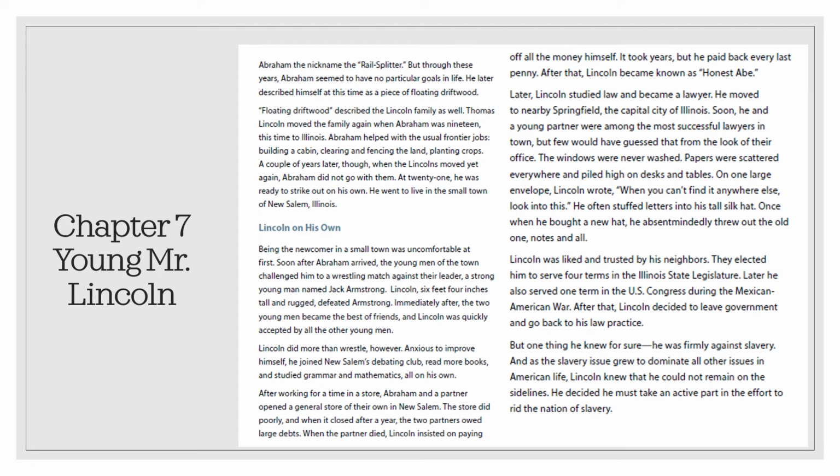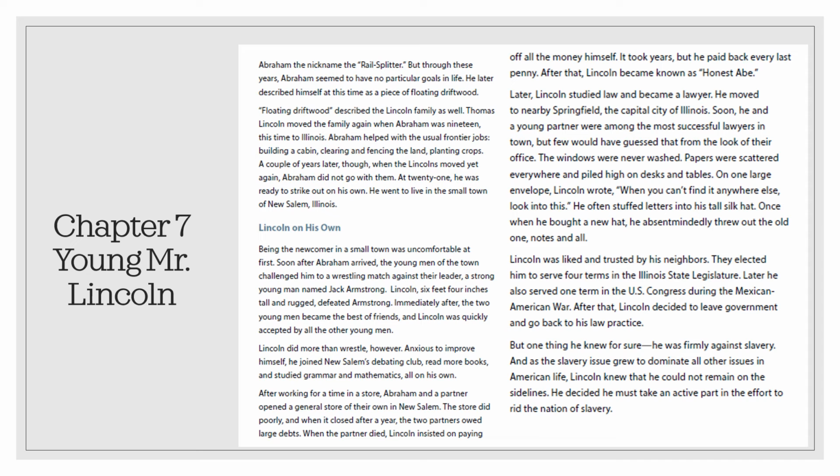Lincoln was liked and trusted by his neighbors. They elected him to serve 4 terms in the Illinois State Legislature. Later, he also served 1 term in the U.S. Congress during the Mexican-American War. After that, Lincoln decided to leave government and go back to his law practice.